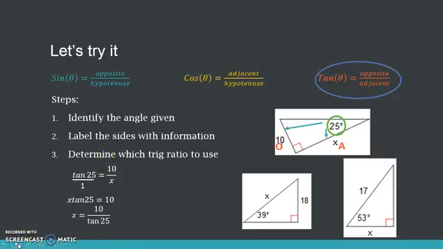Then we divide by the tangent of 25. You want to make sure your calculator's in degree mode. And you get x equals 21.45.